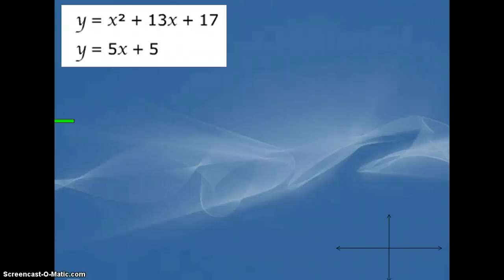Okay, this is just a quick tutorial on how to solve quadratic simultaneous equations. A quadratic simultaneous equation is where one or more of the equations has an x squared term. In this occasion we have y equals x squared plus 13x plus 17. That's our quadratic equation. We also have in this example a linear equation, y equals 5x plus 5.